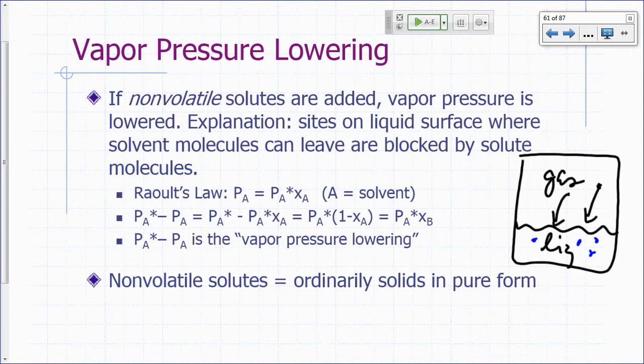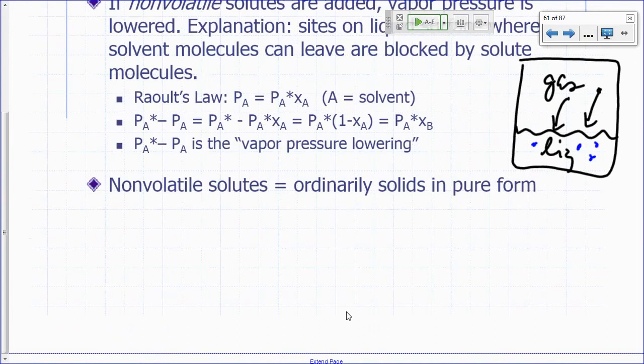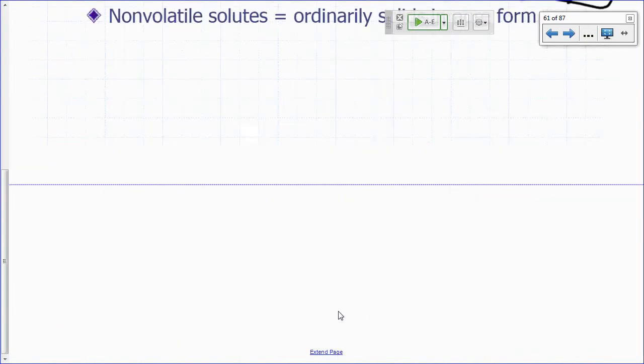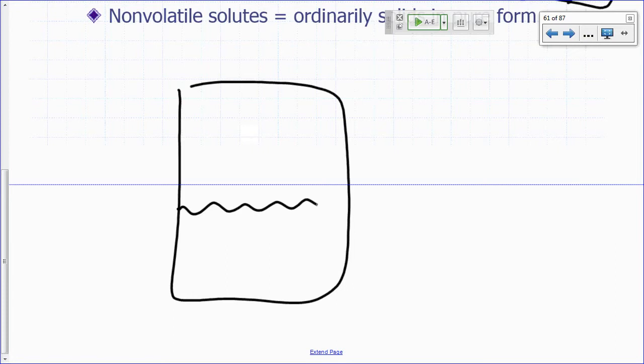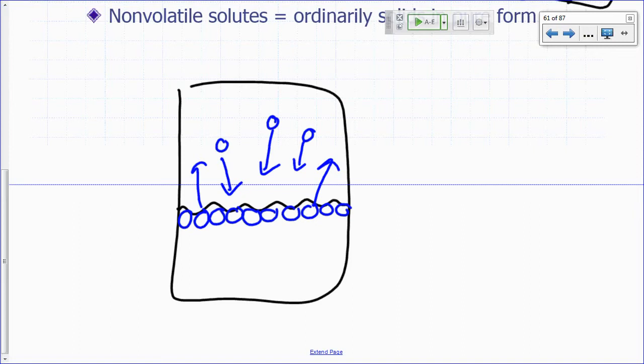Why would that happen? Well, think of it this way. At equilibrium, let's imagine a surface here where you have, let's say, 1, 2, 3, 4, 5, 6, 7, 8, 9, 10. To make things simple, let's consider 10 molecules of water there at the surface. And you've got water molecules up here also. At equilibrium, the rate at which the water molecules leave the liquid would be equal to the rate at which the water molecules go back to the liquid from the gas.